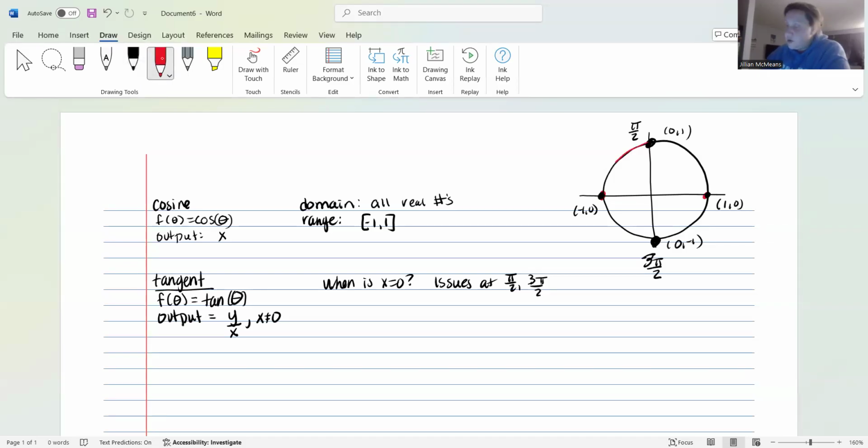So if I go from pi over 2 and I add pi, I get right back to 3 pi over 2. If I add pi again, I get 3 pi over 2 plus pi, which is 5 pi over 2. Then if I'm up here at 5 pi over 2 and I go pi radians around the circle again, I end up at 7 pi over 2. If I go another pi radians, I end up at 9 pi over 2. If I go pi radians again, I end up at 11 pi over 2. So we have serious issues at pi over 2, 5 pi over 2, 7 pi over 2, and so on.